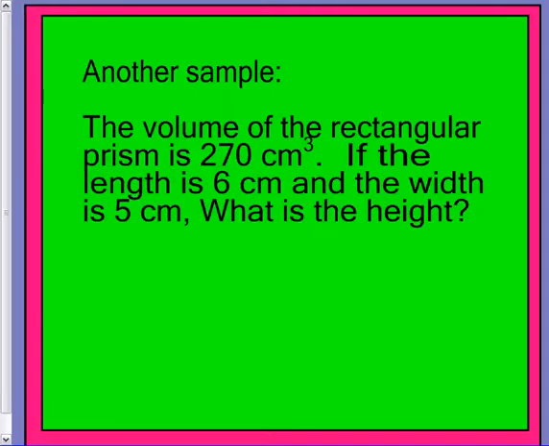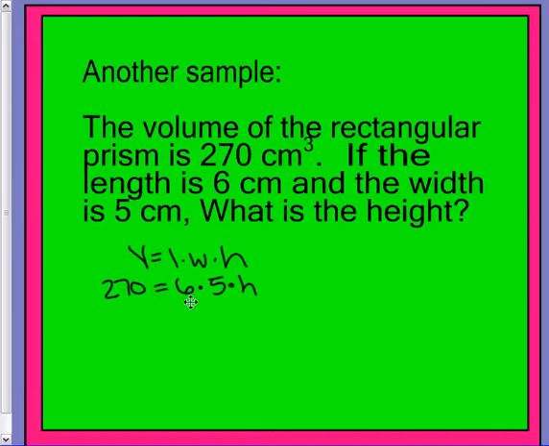Okay, let's look at this one. The volume of a rectangular prism is 270 centimeters cubed. If the length is 6 and the width is 5, what's the height? Okay, let's plug in what we know. We know the formula for a volume of a rectangular prism, so let's write it. So let's fill in what we know. We know the volume. We know the length is 6, the width is 5, but we don't know the height.